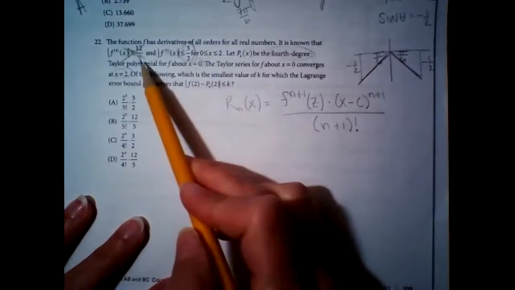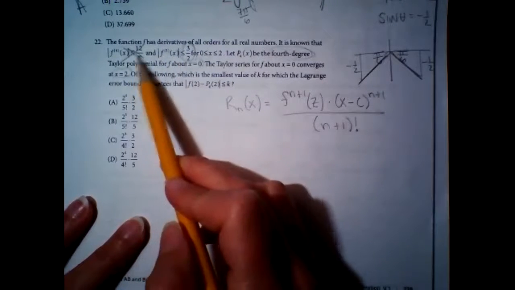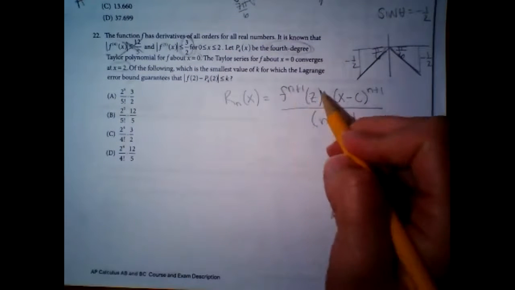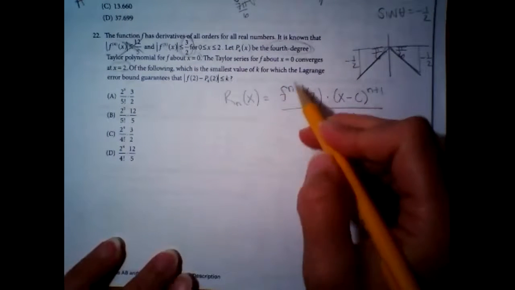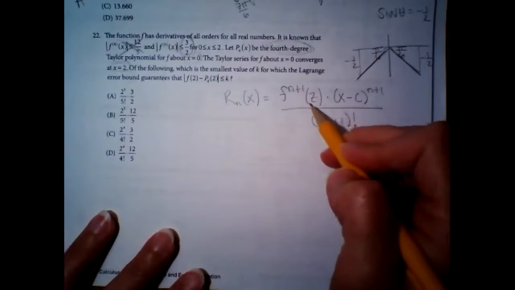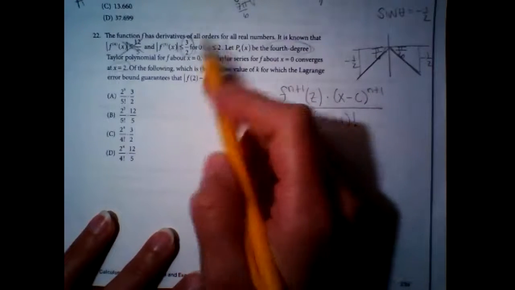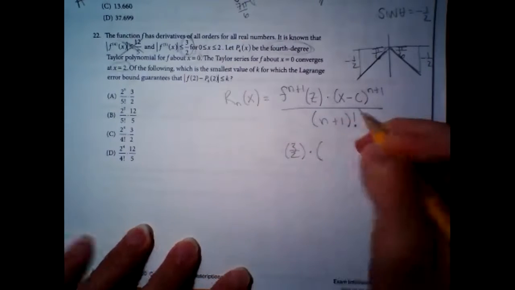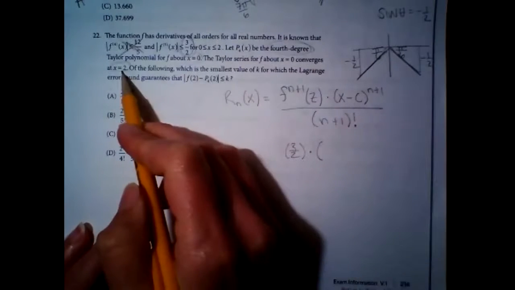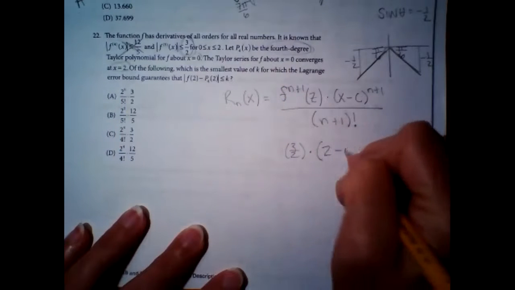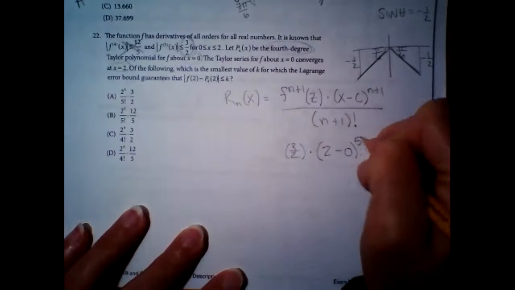So they're kind of trying to trick you there or just test you on knowing which one of these you wanted to use. So that 3/2 is going to go in for this part. They gave you the 5th derivative of some value. Again, we can't get that. They're telling us that this is 3/2. So 3/2 for that part, times x minus c. Now they gave us the x value is 2 and we're centered around 0. So that's going to be 2 minus 0 to the 5th.